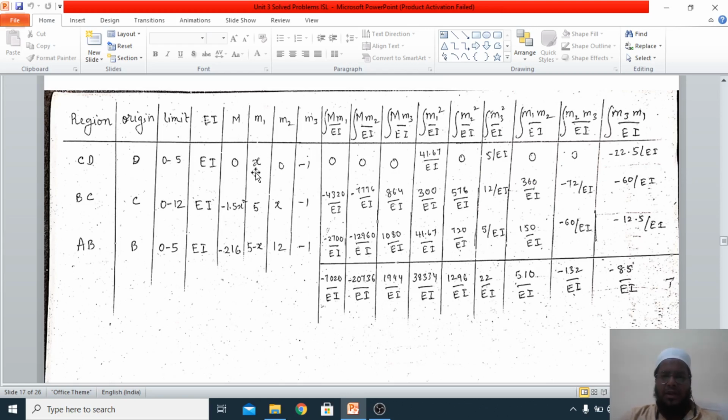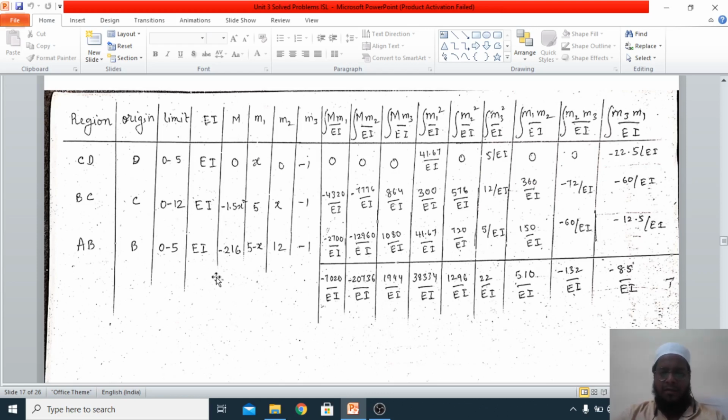Then in the next case we'll be having M1 square. So M1 square is integral x square by EI, and the limit is 0 to 5. You'll get 41.67 by EI. Next is M2 square by EI, which is integral of 0, so again M2 square is 0. Similarly, for M3, minus 1 squared, integral of 1 with limit 0 to 5, you will get 5 by EI. Accordingly, you will get these values: 4320 by EI, 300 by EI, then 576 by EI, then 12 by EI. All these values we can compute with the help of our calculator. So the limit should be applied very carefully.